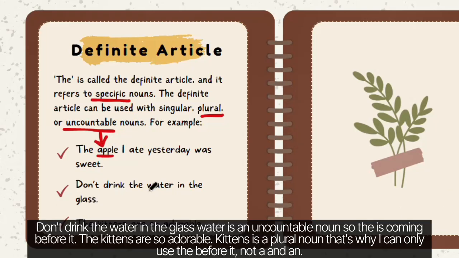Don't drink the water in the glass. Water is an uncountable noun, so the is coming before it. The kittens are so adorable. Kittens is a plural noun. That's why I can only use the before it, not a, neither an.